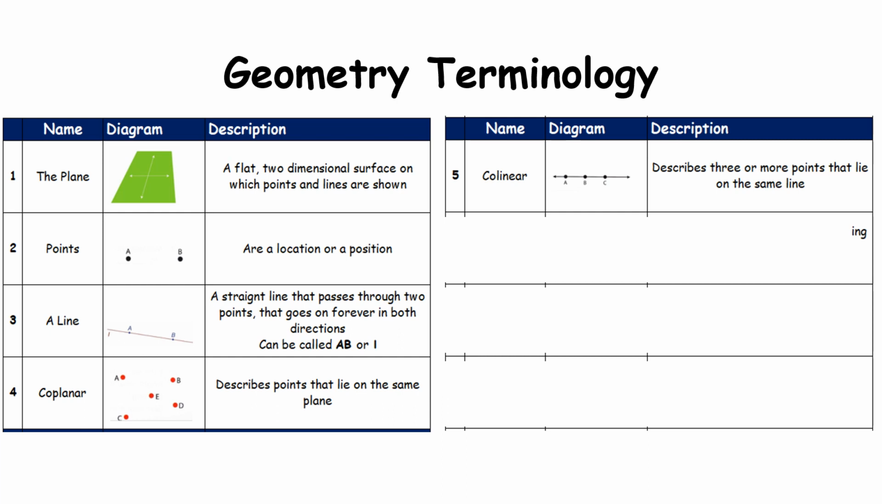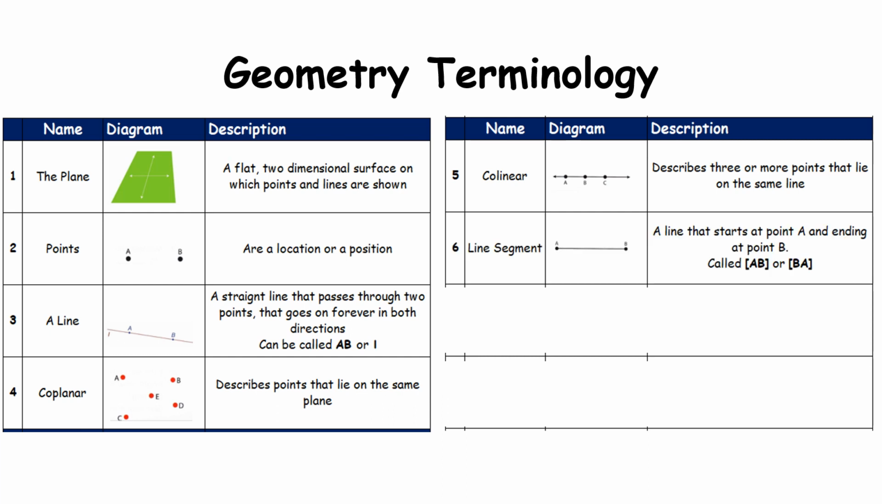Collinear describes 3 or more points that lie on the same line. And 3 or more is important because any 2 points will lie on the same line, because if I draw any 2 points, I can also draw a line that connects them. It's only as we add in the third point or more that we suddenly have a deviation from that.